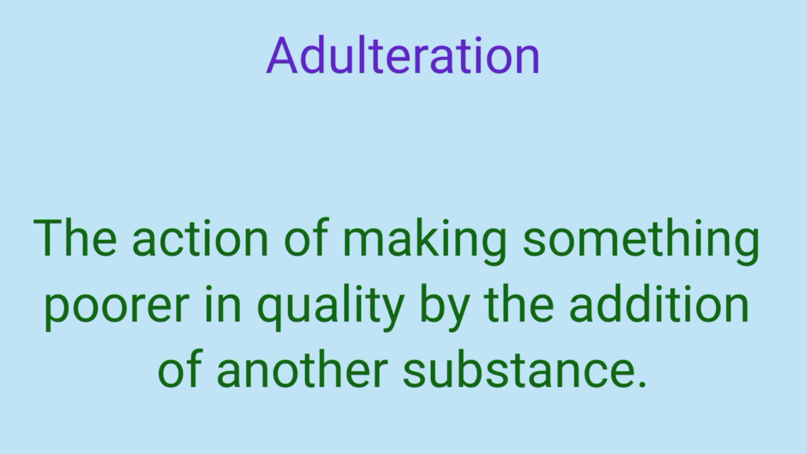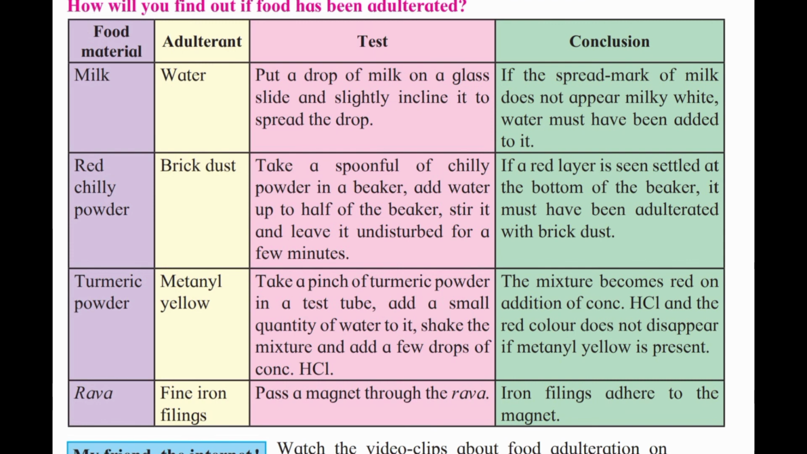Some of the adulterants are chemicals and these may damage the vital organs and also affect the health of human beings. So in the following table, some methods of adulteration and how to identify the adulteration in the substances are given. So you have to read this table and find out how we can find the adulteration in the given food item. Mostly they are milk, red chili powder, turmeric powder, rava. These are the common examples, but it is also added in different types of substances.